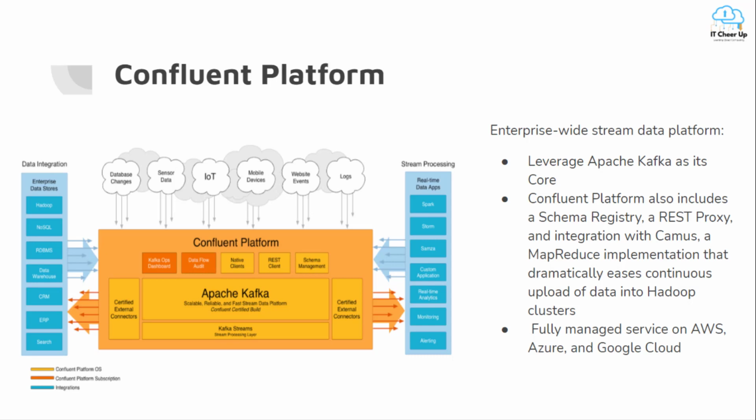Now let's take a look at the Confluent platform. It is an enterprise-wide streaming data platform. It leverages Apache Kafka at its core. Confluent platform also includes a schema registry, a REST proxy, and integration with Camus, a MapReduce implementation that dramatically eases the continuous upload of data into Hadoop clusters. It provides a fully managed service on AWS, Azure, and Google Cloud.